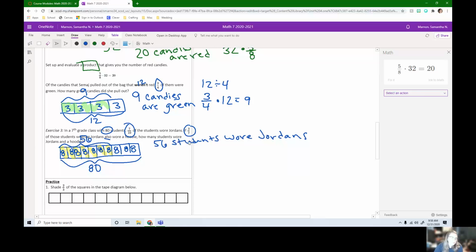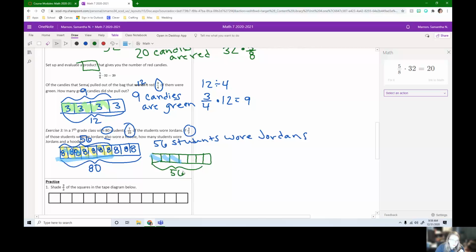But we want how many wore Jordans and a hoodie. So we have 3/7 of those students wearing Jordans also wear a hoodie. So there's 2 ways we can do this. We can draw another tape diagram. Here's our 56 students who wore Jordans, and we can break this into 7 pieces. All right, so here's my 7 pieces, and then we know 3 of them, 1, 2, 3, also wore a hoodie. So we can do it that way, but I see that this is already broken up into 7 pieces, so we can do it just this, 1, 2, 3. But if you don't really see that and you're not comfortable, I would say make this extra tape diagram.